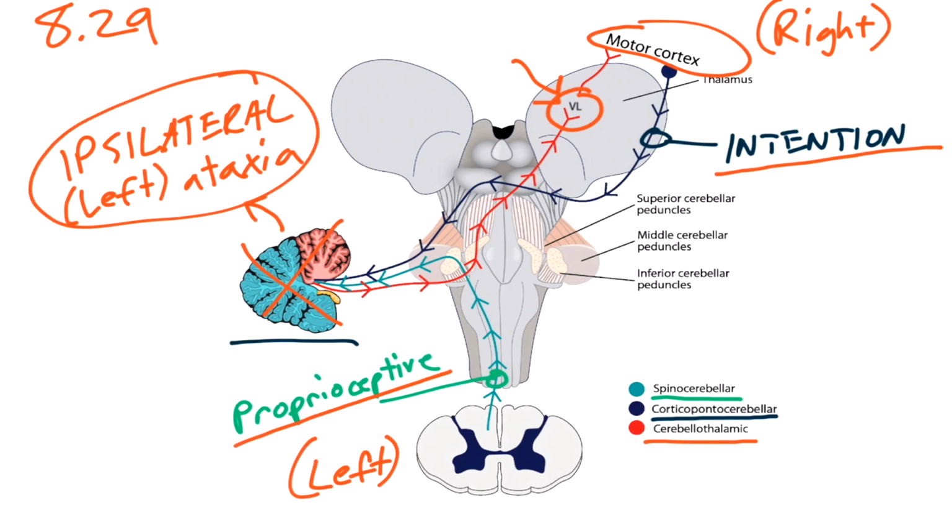Now one thing that you also need to know is the peduncles that are used. Now the spinocerebellar tract uses the inferior peduncle, which we have labeled on the right side. We'll fill that in with green right here. The corticopontocerebellar tract will use the middle cerebellar peduncle, which you can see, this large one. We'll fill that in with blue. And then finally, the cerebellothalamic tract will use the superior cerebellar peduncle to send information up to the motor cortex.